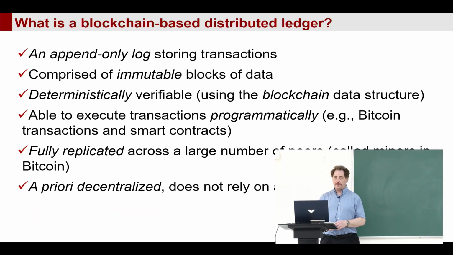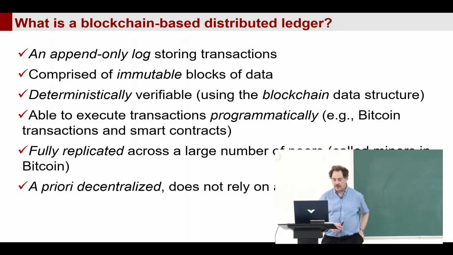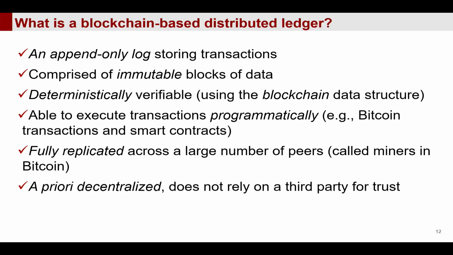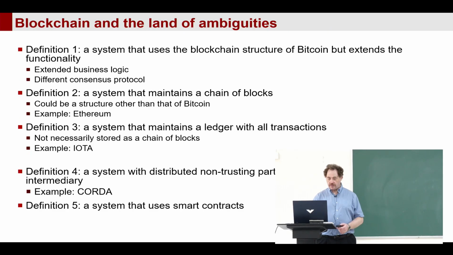Distributed ledger is a bit more commonly understood. So as mentioned, it's an append-only log storing transactions comprised of immutable blocks of data. It cannot be tampered with. It must be deterministically verifiable, and it's able to execute transactions programmatically. It's fully replicated, and it's decentralized. So it does not rely on a third party for trust. And still, if you look at the literature, you would be finding many different definitions of blockchain.